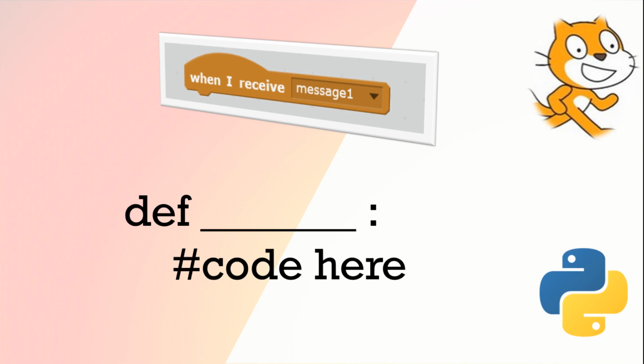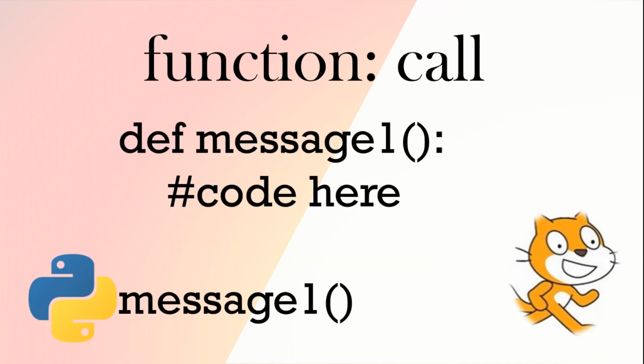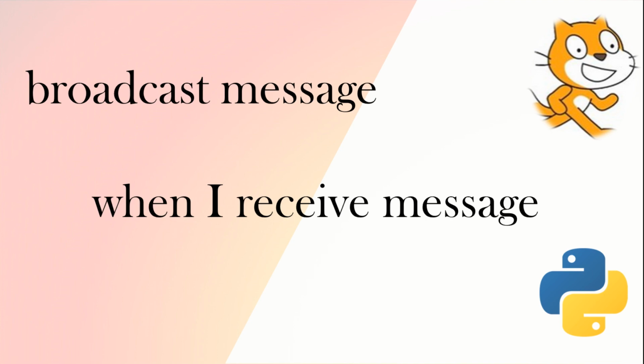And in Python we can define a function, so we can write a function with some code and then we can call that. So in a broadcast, we broadcast it, we call it if you like, and in Python we have a function, we call that function. So we write some code in Python and then the name of that function, when we call it, it will run that code. The same as in Scratch, when we have some blocks and we broadcast that message, we can run those blocks. So in Scratch we have broadcast message, and then when I receive message we run the blocks.